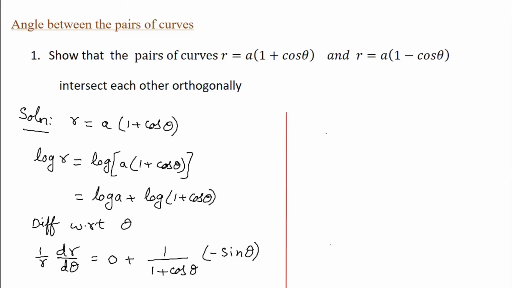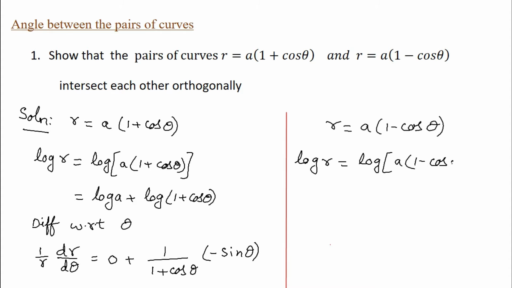Let us move on to the second curve. r equals a into 1 minus cos of theta. Once again apply log, you will be getting log of r equals log of a into 1 minus cos of theta. So applying the properties of logarithm, we will be getting log of a plus log of 1 minus cos of theta. So let us try to differentiate this with respect to theta.